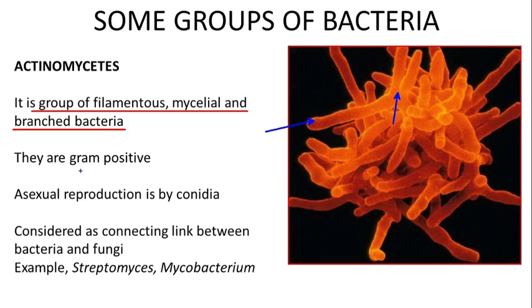Okay, and then they are also gram-positive bacteria. The reproduction is by conidia. The small bud-like structures are formed for reproduction. And they are a connecting link between bacteria and fungi. So some of the features are similar to bacteria and other features are very similar to fungi, like conidia formation, which is similar to fungi. Examples include Streptomyces and Mycobacterium.